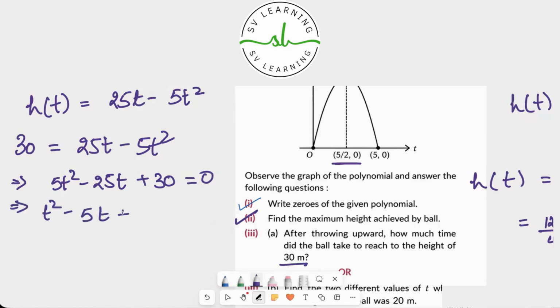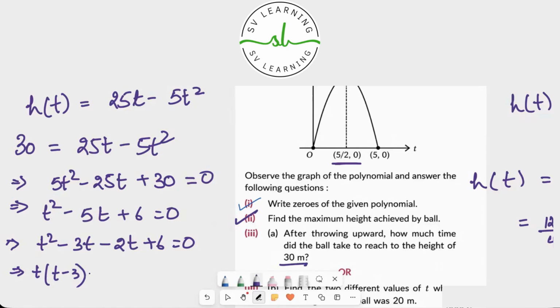Let's divide the whole thing by 5. t square minus 5t plus 6 is equal to 0. So this becomes t square minus 3t minus 2t plus 6 is equal to 0. And this becomes t into t minus 3 minus 2 into t minus 3 is equal to 0. So t is equal to 2, t is equal to 3.